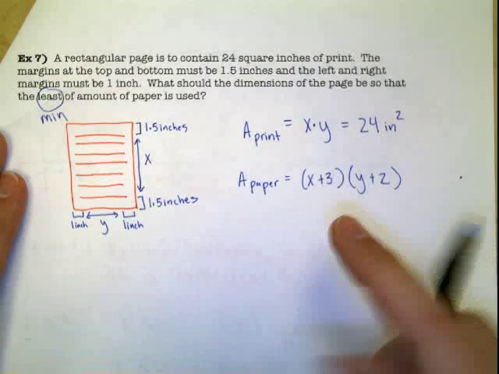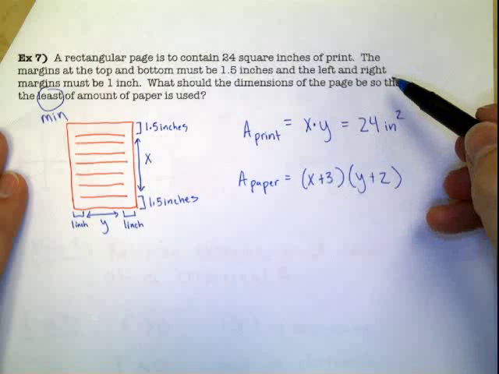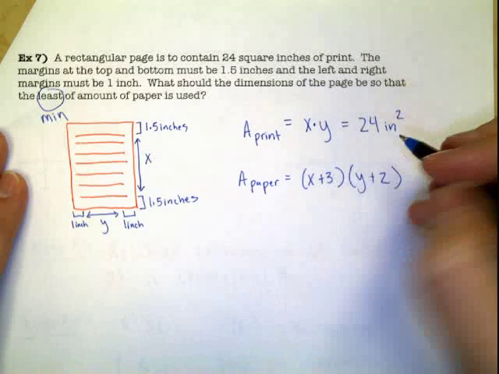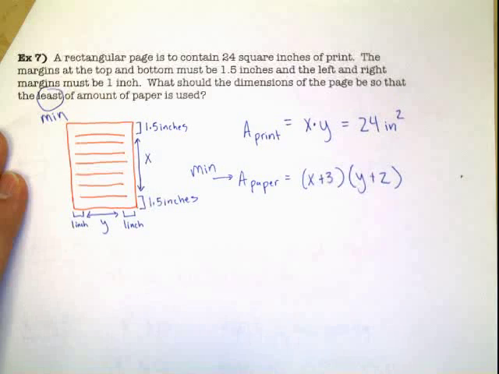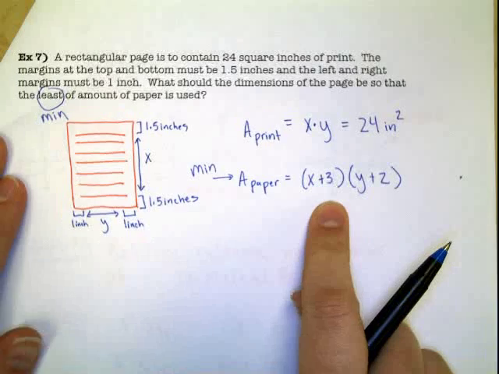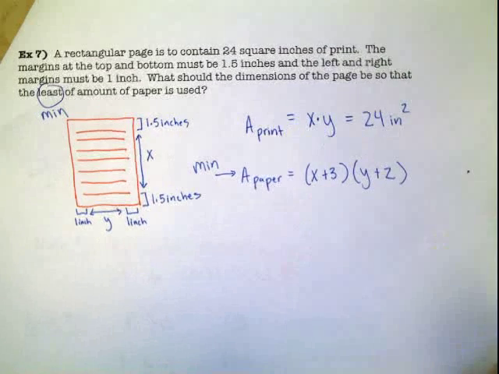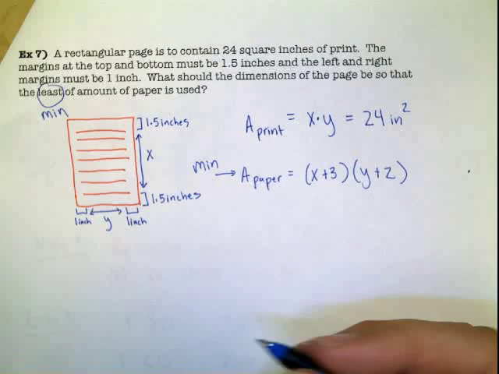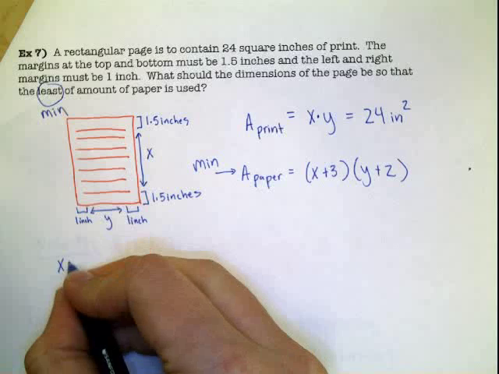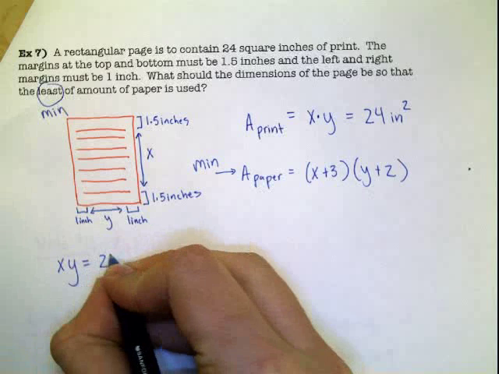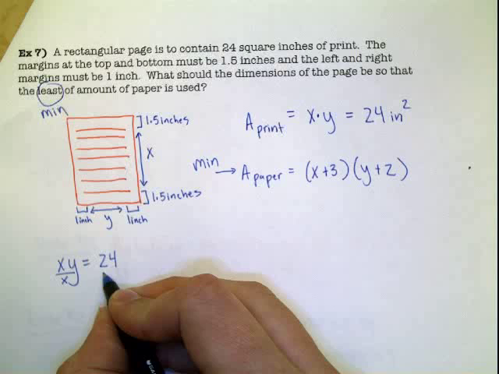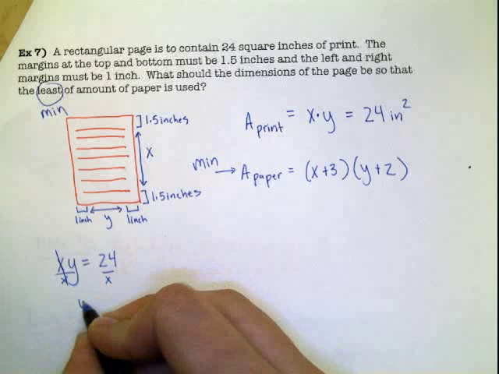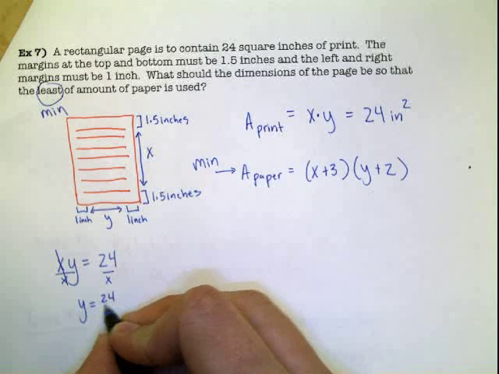It says, what should the dimensions of the page be so that it's the least amount of paper used? We are trying to minimize the area of the paper. So this is the formula I will be deriving. But there's two variables and we need to eliminate one. So here's what I'm going to do. Remember, the area of the print is x times y equals 24. Let's solve for y. Divide the x away. And y is going to equal 24 divided by x.